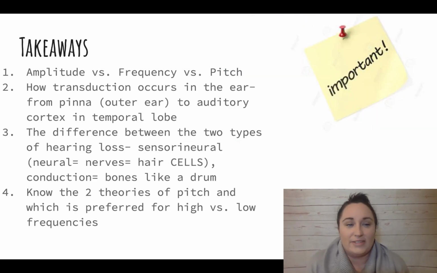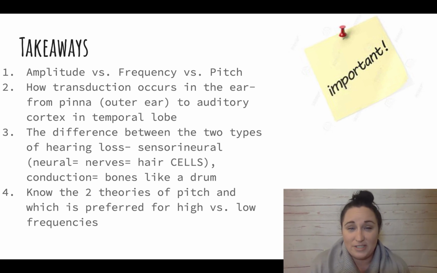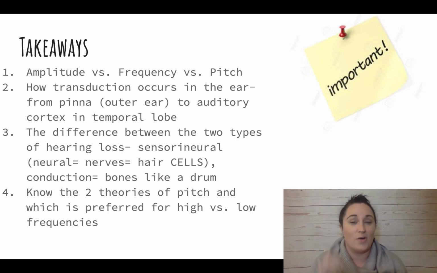All right, so takeaways. Make sure you know the difference between amplitude, which is loudness, and frequency, which is how fast a wavelength is going, and frequency helps us tell pitch, which is determined by how frequent the wavelength is, how many. Make sure you understand transduction, how it occurs in the ear. So that's just the process of going from the pinna through the middle ear to the inner ear and then to the temporal lobe. So make sure you know the order of events there.